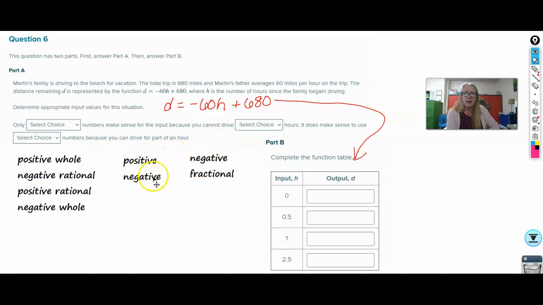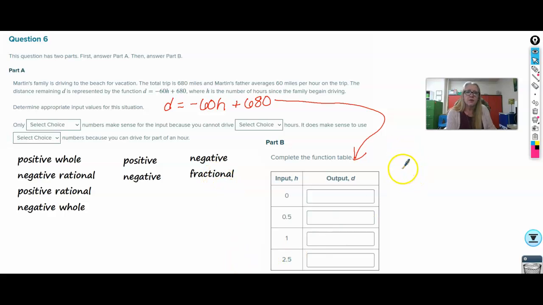This box here, you have a choice for positive or negative. It says you cannot drive positive hours or you cannot drive negative hours. I think you know which one goes there. It does make sense to use negative numbers because you can drive for part of an hour, or it does make sense to use fractional numbers because you can drive for part of an hour. Only one of those really makes sense in that sentence.